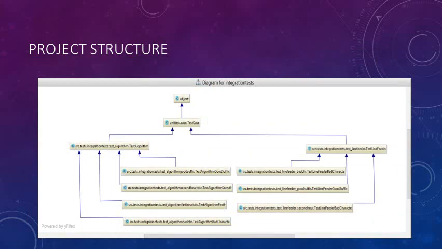So in this slide, the structure of all integration tests is displayed. So we have an integration test testing only the algorithm class, and we have an integration test testing the algorithm class together with the line feeder wrapper and using all of the implemented heuristics.